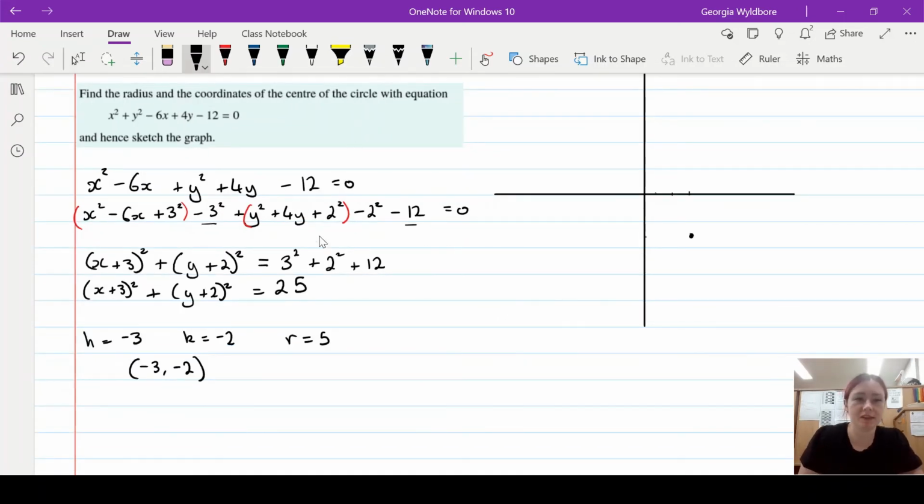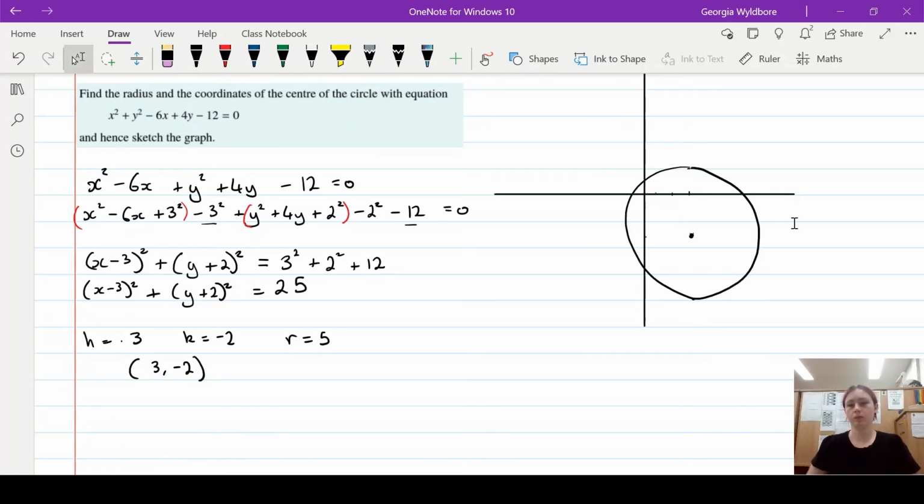Just realized in going to sketch that I've made a mistake. These x terms, x squared minus 6x plus 3 squared, factorizes to x minus 3 squared. So this changes our value of h to positive 3. So obviously now that we've got a rough sketch of where our circle is, we know that we're going to have two x-intercepts and two y-intercepts.